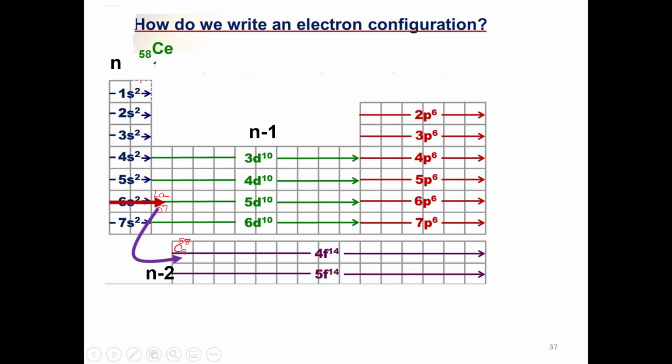Now let's write the electronic configuration. For the first part, we know how to write that. Cerium has 58 electrons. We start here with 1s2, then 2s2, which is full. The next is 2p6, and it's full. The next is 3s2, full. Next is 3p6, full.